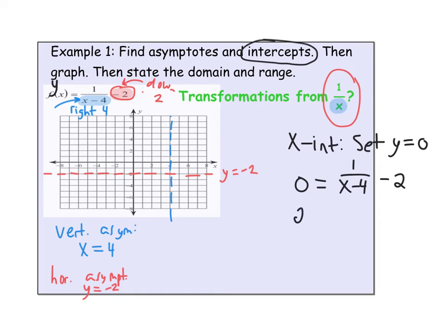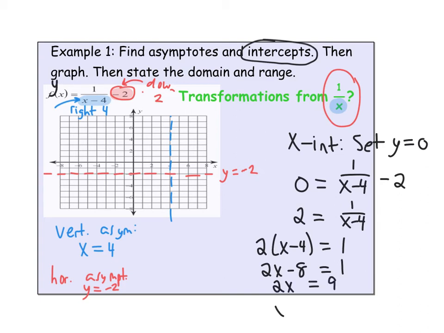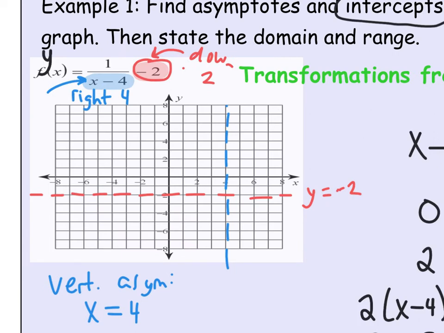So I'm going to add 2 to both sides. 2 equals 1 over x minus 4. Let's multiply both sides by x minus 4 to get it out of the denominator. We can distribute the 2, and now we can go about solving for x. We will add 8 to both sides, and finally divide by 2. X is going to be 9 over 2, also known as 4.5. So that's our x-intercept. 4.5 will give us a little more accuracy on the graph. I know there's an x-intercept right at 4.5.